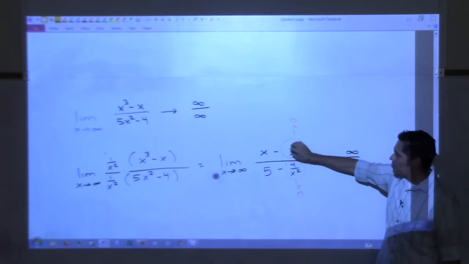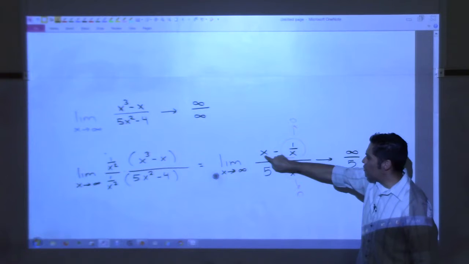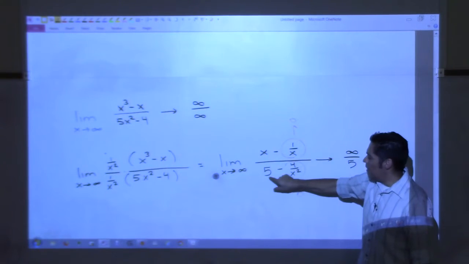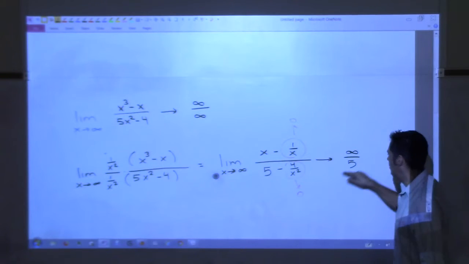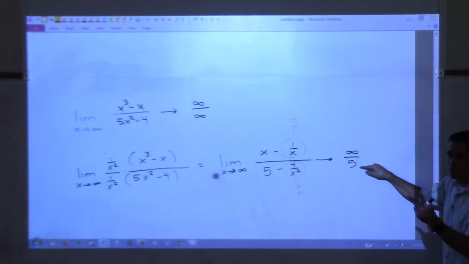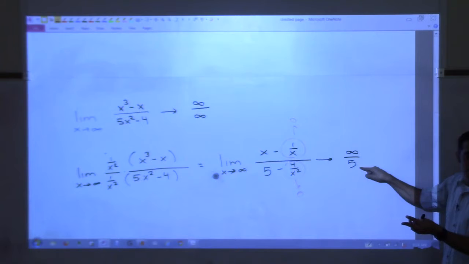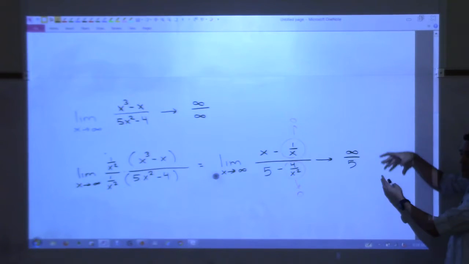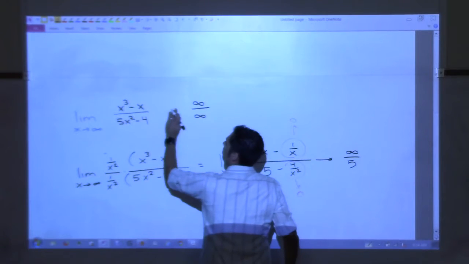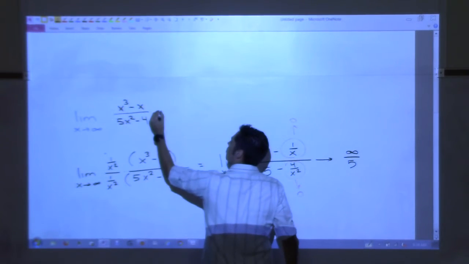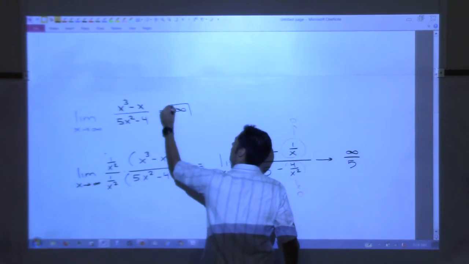So these two guys are going to squash down to nothing, but this numerator is going to continue to grow, and this denominator is not going to grow. It's going to stay at 5. So, 10 over 5, that's 2. 100 over 5, that's 20. 1,000 over 5, that's 200. So this thing starts to explode, right? So the answer to this limit is headed towards infinity.